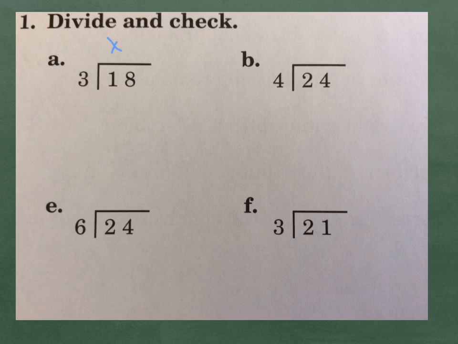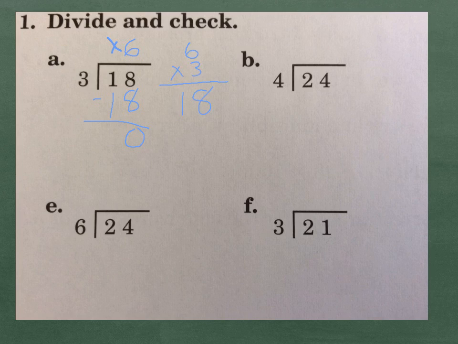How many times does 3 go into 18? 3 times 6 is 18. Subtract, and we get 0. Now, in order to check it, we're going to take our top number there, our 6, and our 3, and we're going to multiply them together. 6 times 3 is 18.